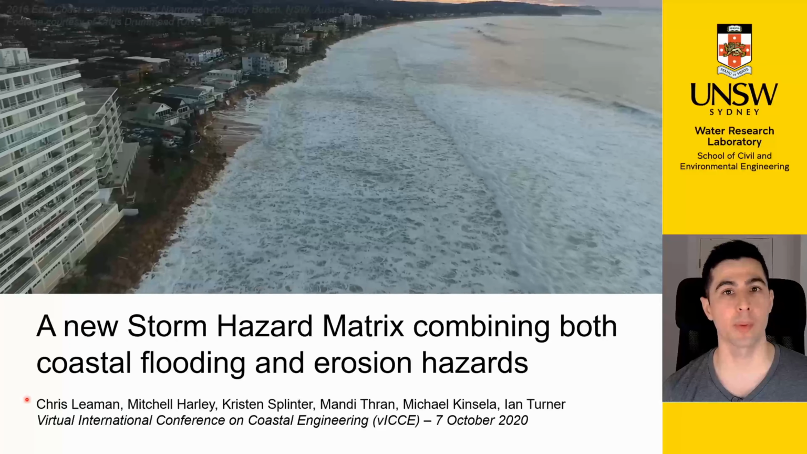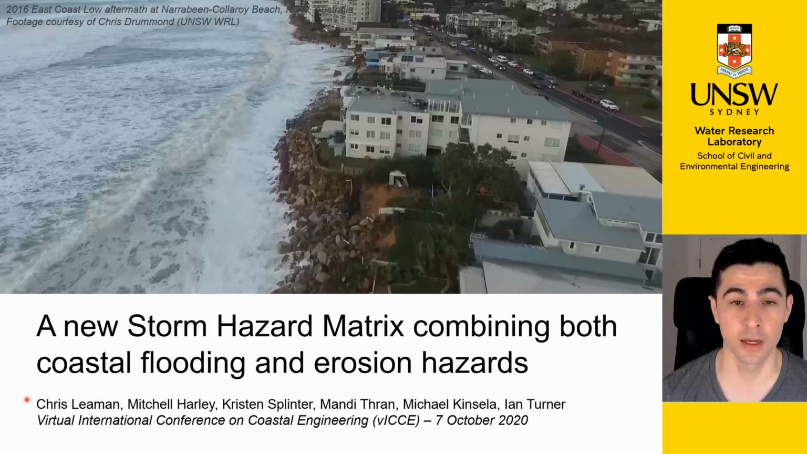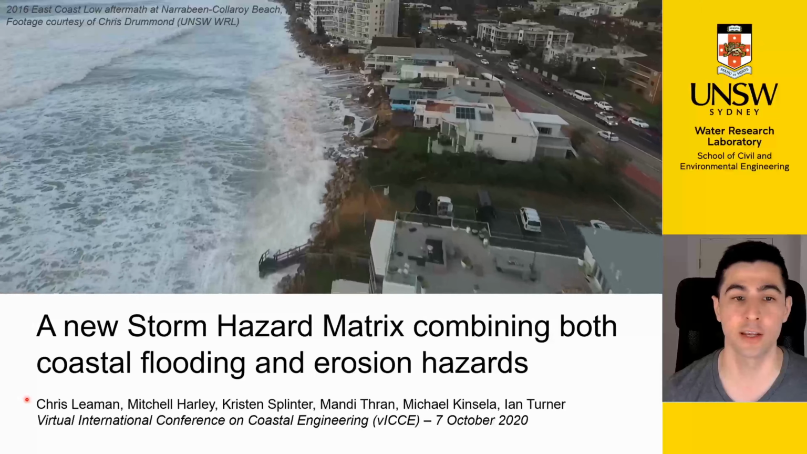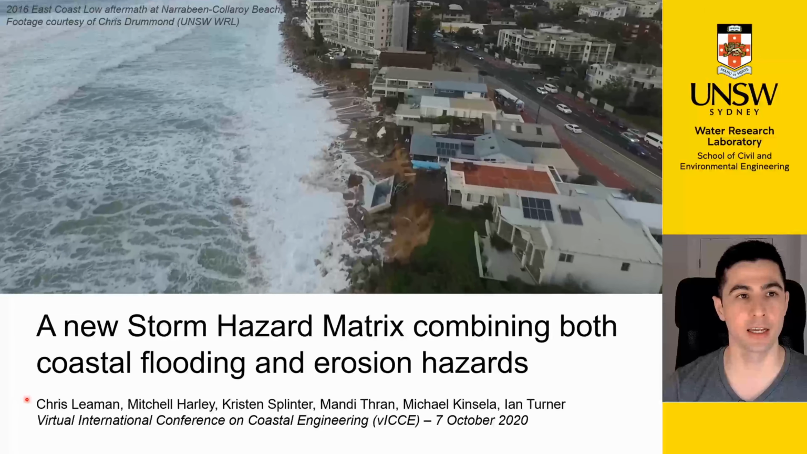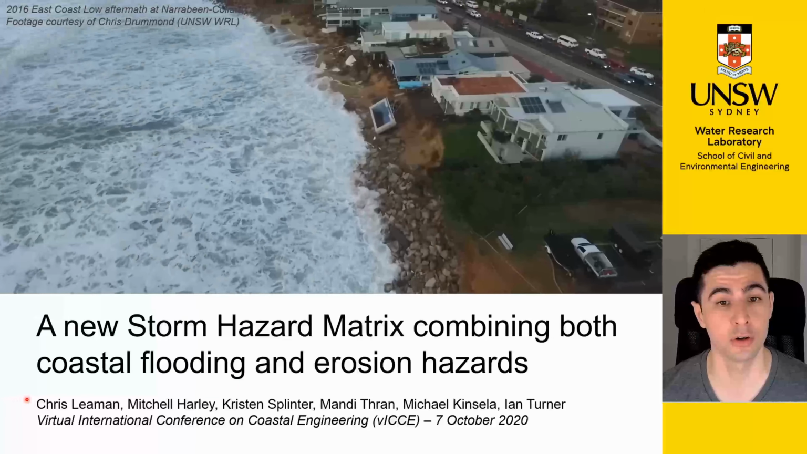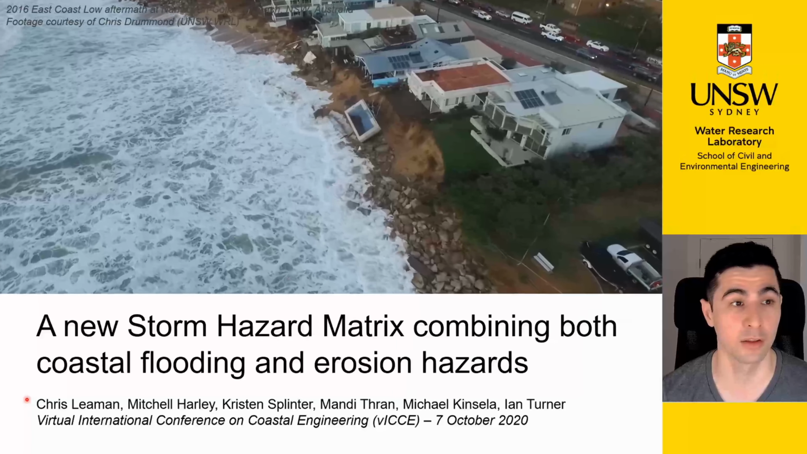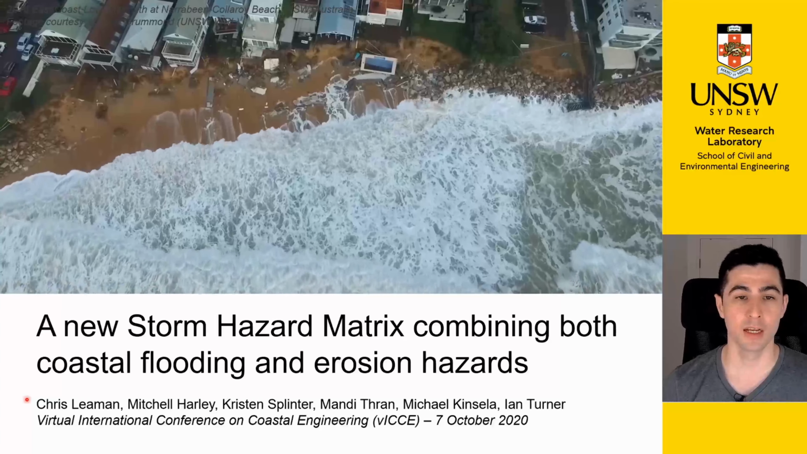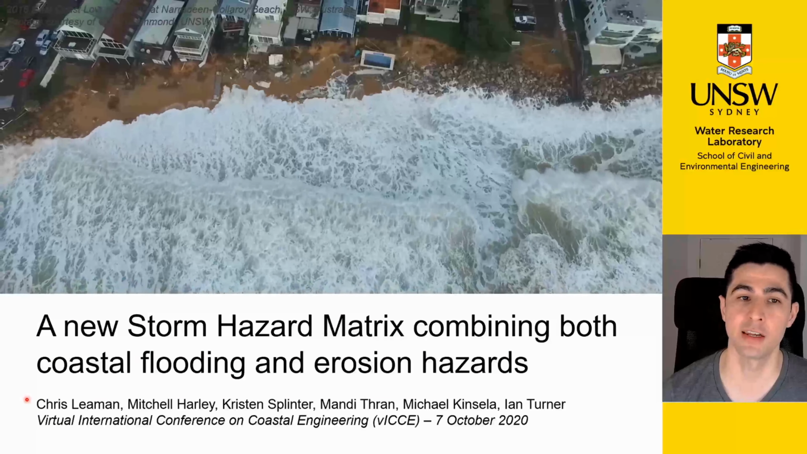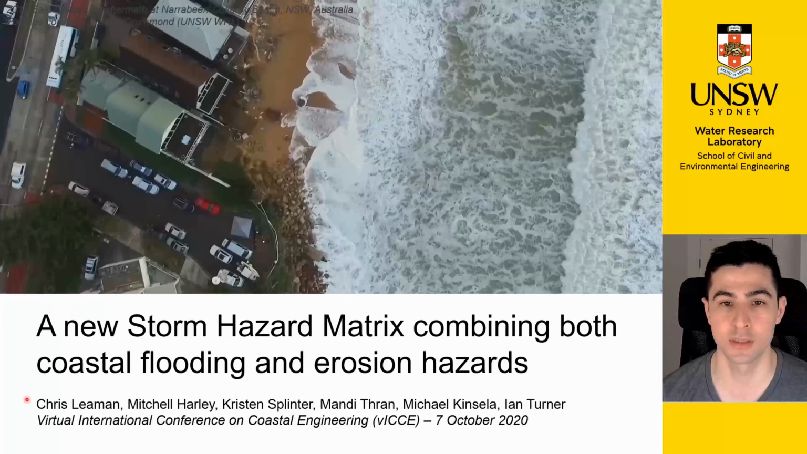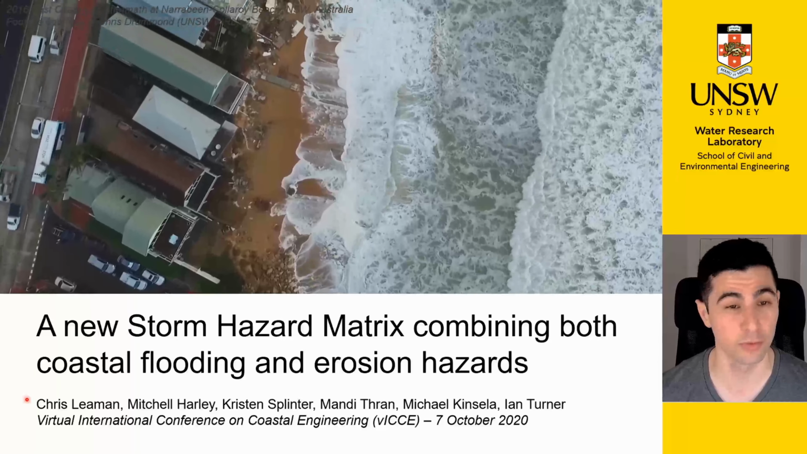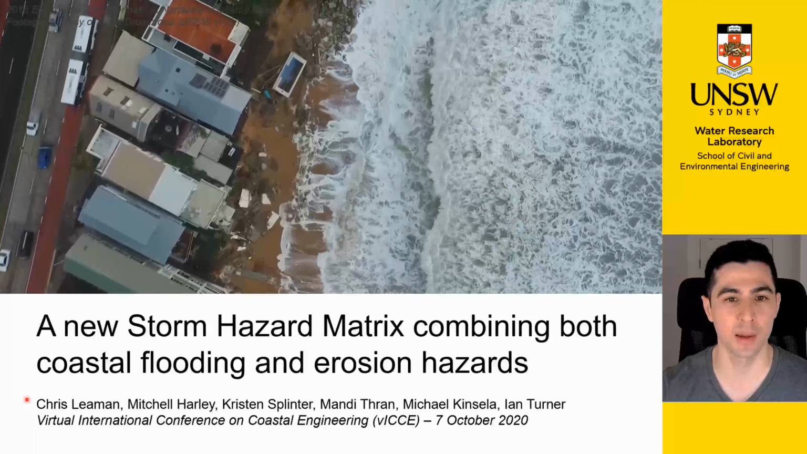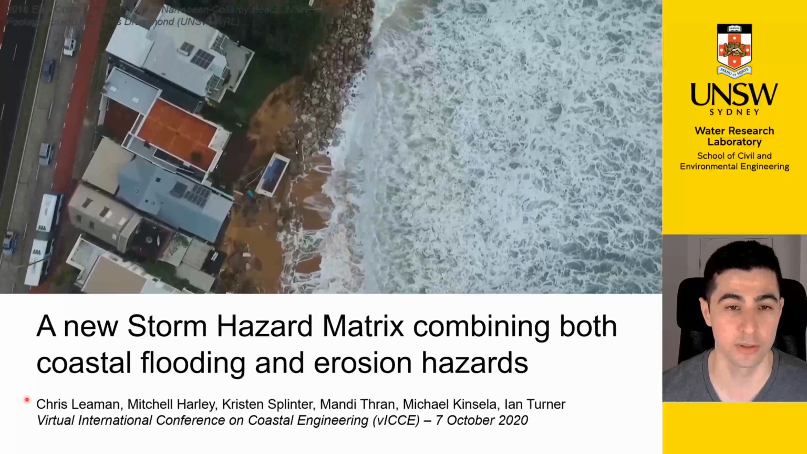And today I'd like to talk to you about some of the work I've been doing looking at forecasting storm impacts along regional scale lengths of coastline. What we're seeing here is some drone footage of the aftermath of a large storm that impacted the New South Wales coast in 2016. This particular footage was taken at Narrabeen Collaroy Beach, which is a kind of chronic erosion hotspot for those familiar with it. But we had impacts similar to this up and down the entire New South Wales coastline.